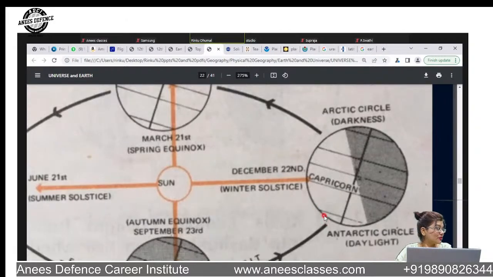The Antarctic Circle will experience 24 hours of daylight, and the sun will not set here for an entire day. Whereas the Arctic Circle will experience 24 hours of nighttime. The sun won't rise for an entire day. Are we good here? Fine? All right.